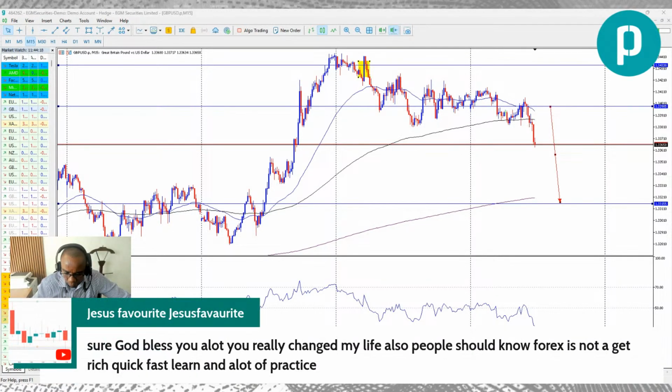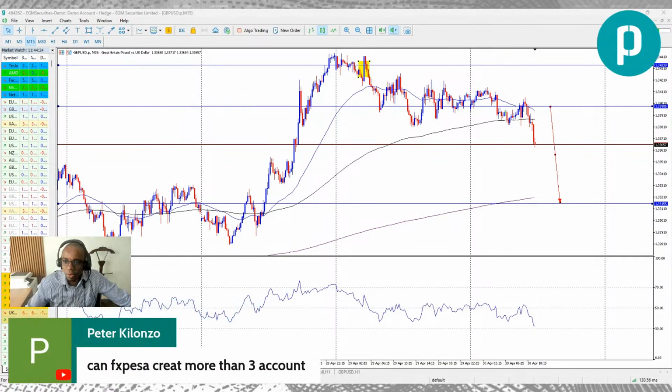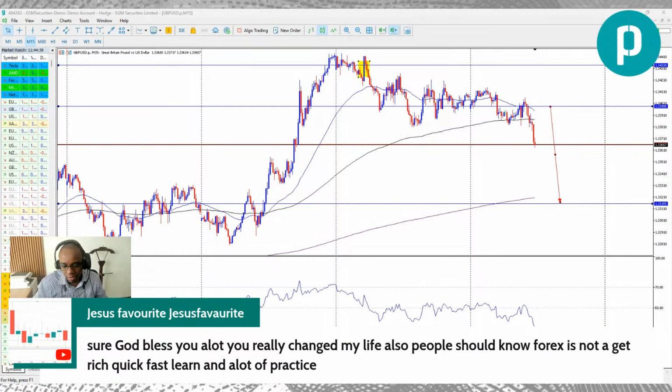Now, maximum is 3 accounts. If you go to your portal, you can create a maximum of 3 accounts. You have to put in the practice. This is not a get rich quick thing. It's something that you build over time. It's all about knowledge and skills. You must develop that for you to have results long term.